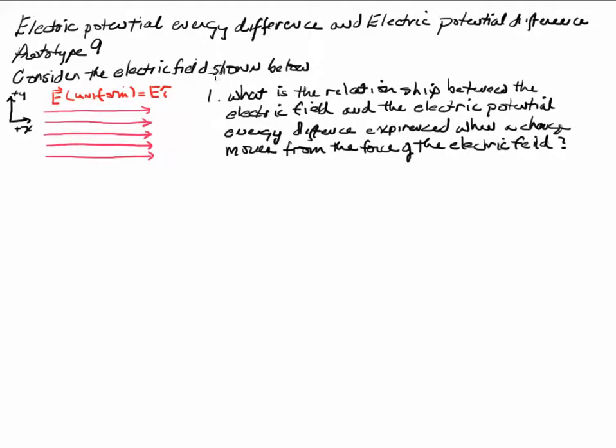Okay, first question: what is the relationship between the electric field and the electric potential energy difference experienced when a charge moves under the force of the electric field? Go ahead and write down what equation you believe states that relation. Okay, we have that the change in potential energy is equal to minus the charge times the integral of E dot ds, where ds is in the direction of movement and E represents the electric field.